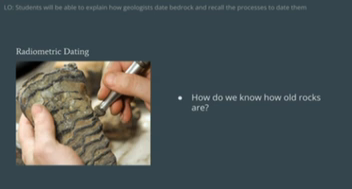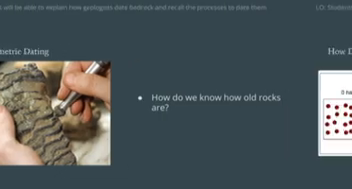Geologists use a process called radiometric dating to determine the absolute age of rocks. This technique measures the decay of radioactive elements and minerals. This is essential for understanding Earth's 4.6 billion year history.